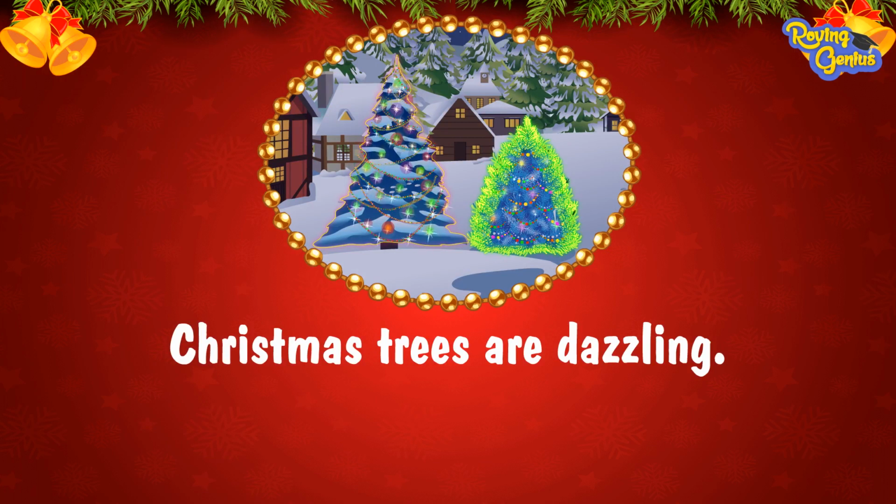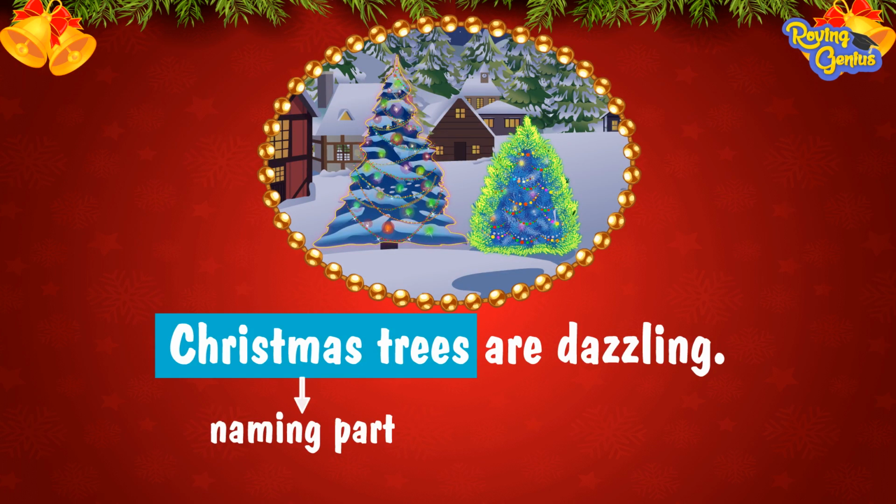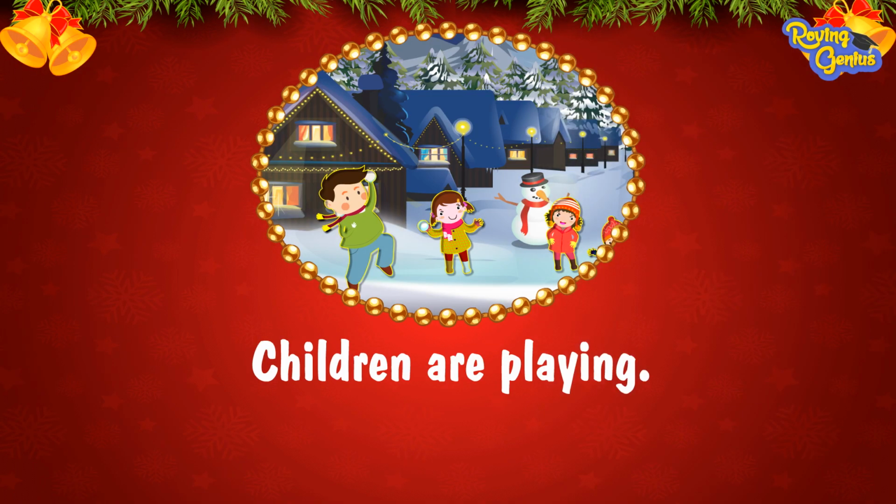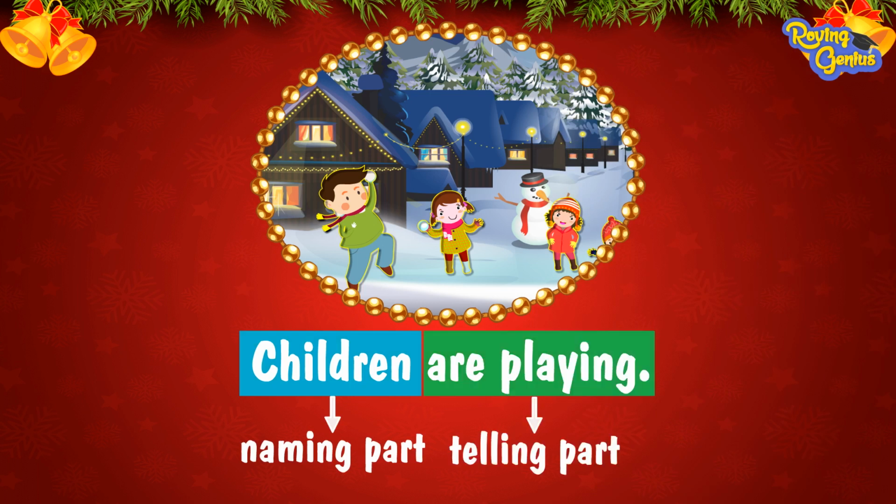Christmas trees are dazzling. In this sentence, Christmas trees is a naming part and are dazzling is a telling part. Children are playing. In this sentence, we are telling about children. So children is the naming part of the sentence and are playing is the telling part.